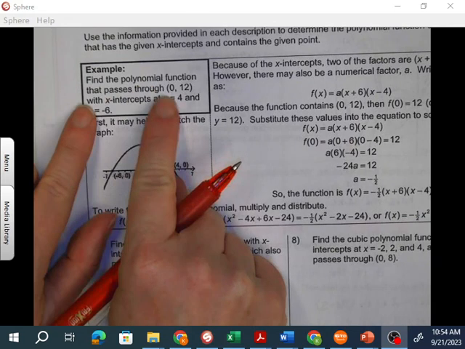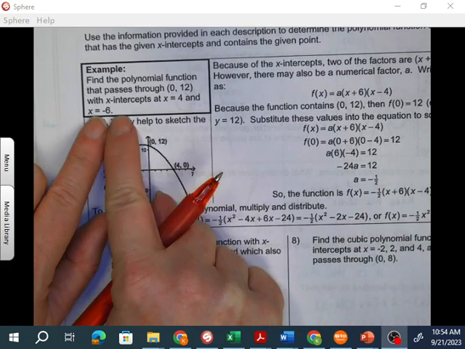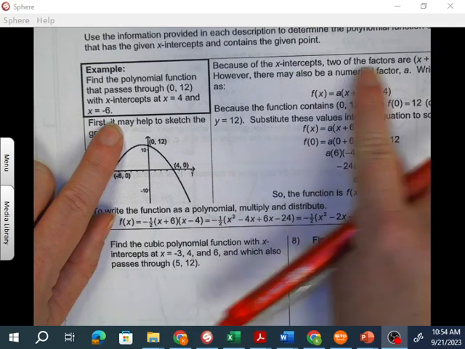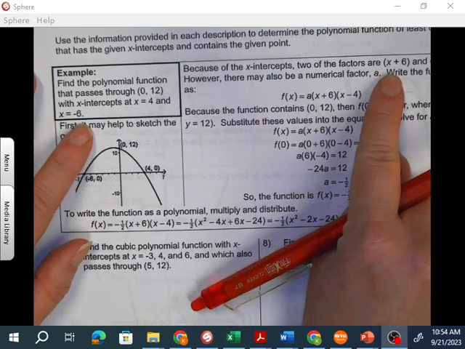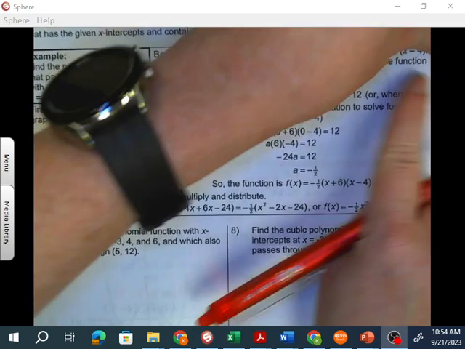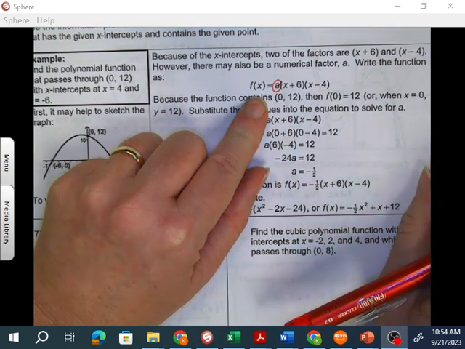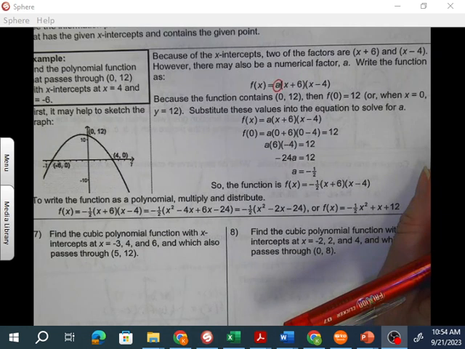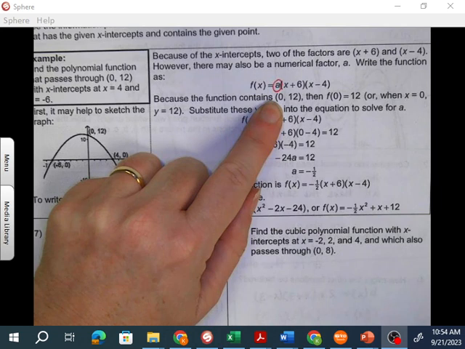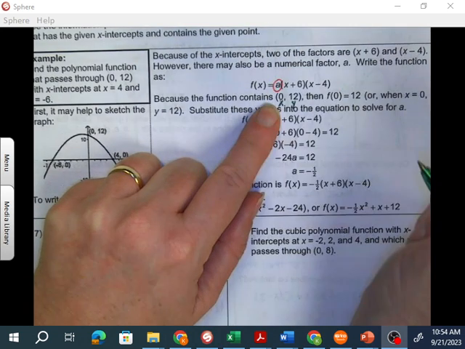Find the polynomial function that passes through (0, 12) with x-intercepts at x equals 4 and x equals -6. Because they have two x-intercepts, they wrote them as factors. That's what we were doing yesterday. If we know the x-intercepts, we can write them as factors, and then we set them up in our function. What I don't know is this a value, and that's what I'm trying to figure out. But they gave me a point, the ordered pair (0, 12). 0 is an x value, 12 is an f of x, or a y value.